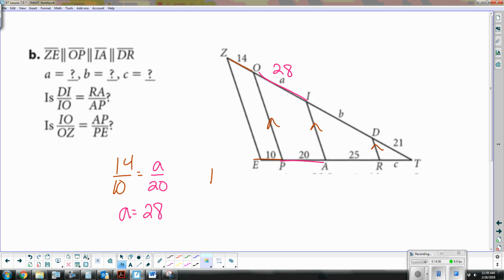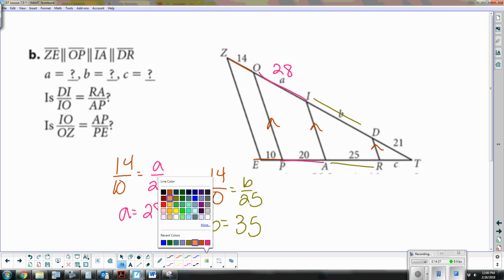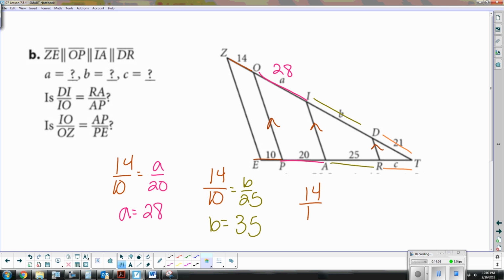So secondly, we know that this ratio is going to be equivalent to B over 25. And when we solve, B equals 35. And then lastly, 21 to C. So 14 to 10 is going to be equivalent to 21 to C. And when we solve, we get C equals 15.